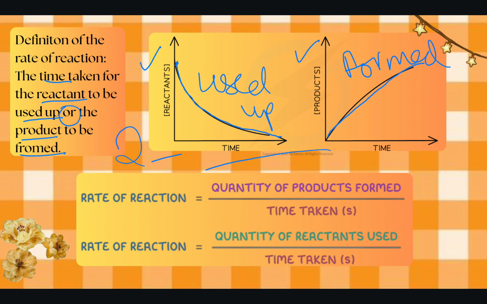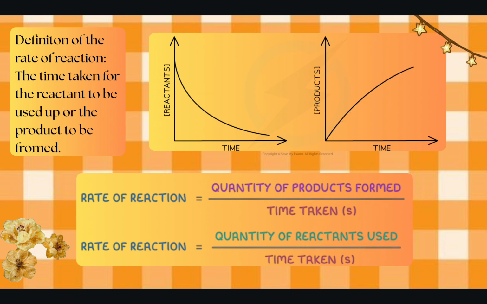So these are the two different graphs, and based on our two different definitions, we have two different formulas. The first one is quantity of products formed over time taken, and the quantity of reactants used up over time taken. So it's not that different. You just have to change the products and reactants, the time, and everything else stays the same.